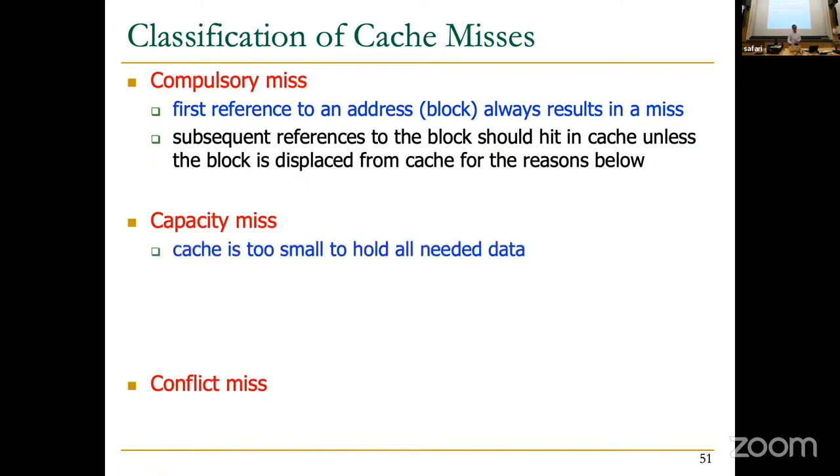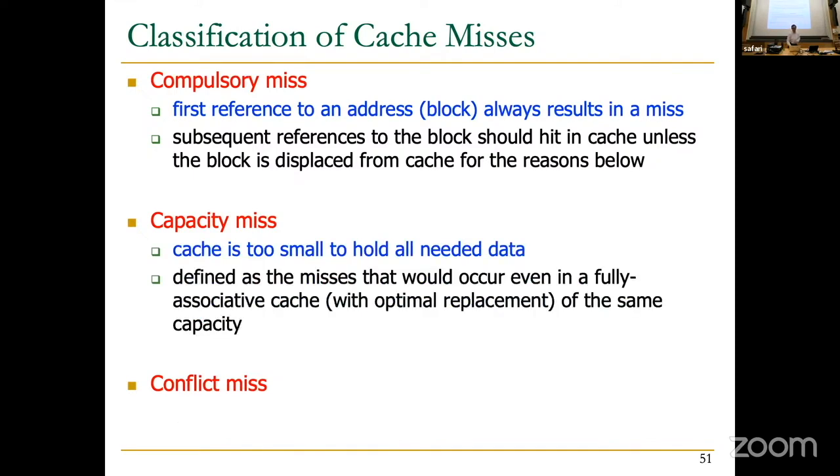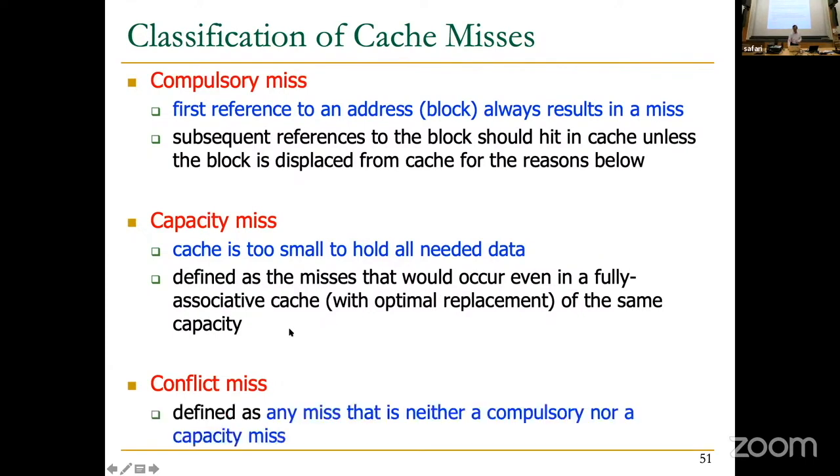So capacity miss: the cache is too small to hold all the needed data, basically. It's defined as the misses that will occur in a fully associative cache with optimal replacement of the same capacity. Which may be hard to define. Well, for hit rate, it's easy to define. For execution time, it may be hard to define. Essentially, it's defined as the misses that are not compulsory and not conflict misses. You can think of it that way.